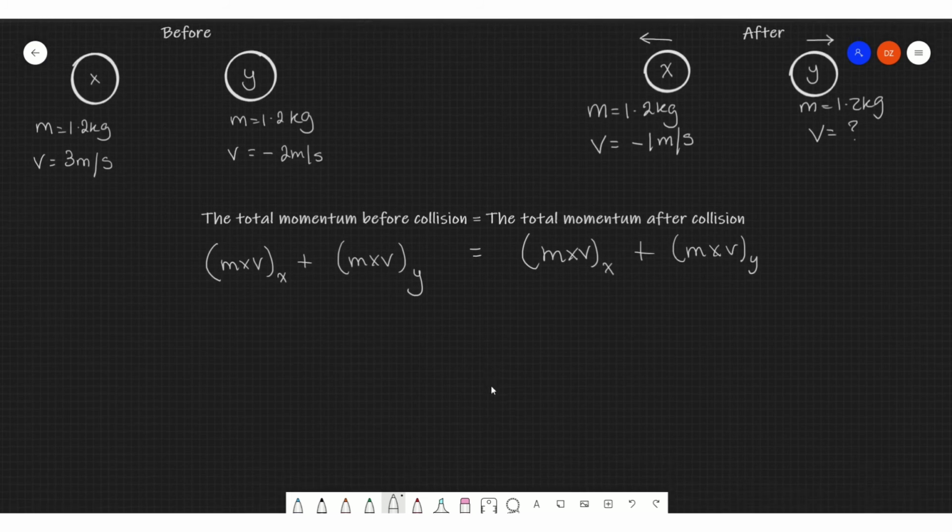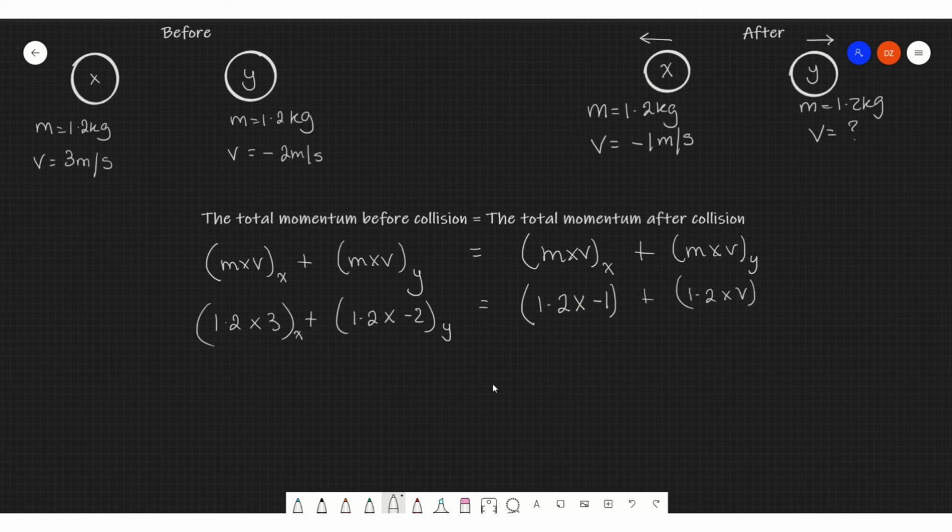The next thing that we need to do now is to replace the symbols with the numbers, with their respective value. So the mass of body X is 1.2 kilograms, while its velocity before collision was 3. The mass of body Y before collision was 1.2 kilograms, and its velocity was negative 2. The mass after collision remains the same, so the mass of X after collision is 1.2, but its velocity is now minus 1, and the mass of body Y is 1.2, and the velocity we need to find.